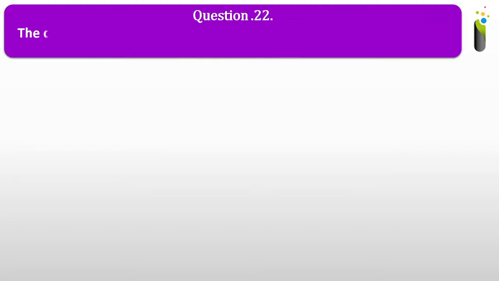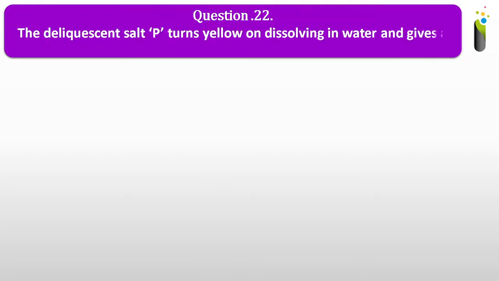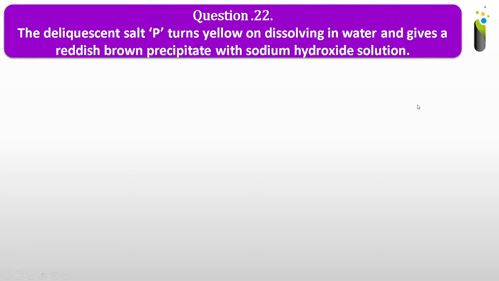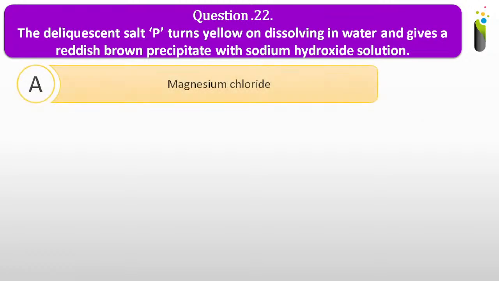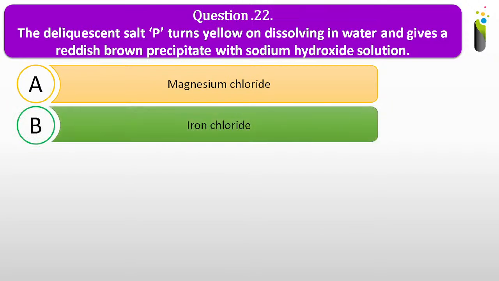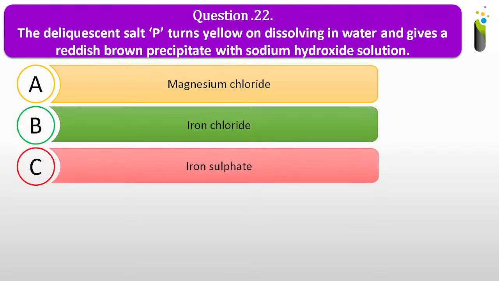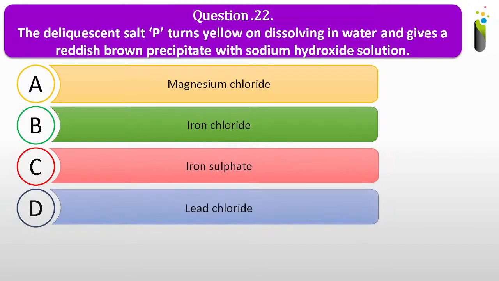Coming to the next question, number 22. The deliquescent salt P turns yellow on dissolving in water and gives a reddish brown precipitate with sodium hydroxide solution. A. Magnesium chloride. B. Iron chloride. C. Iron sulfate. D. Lead chloride.